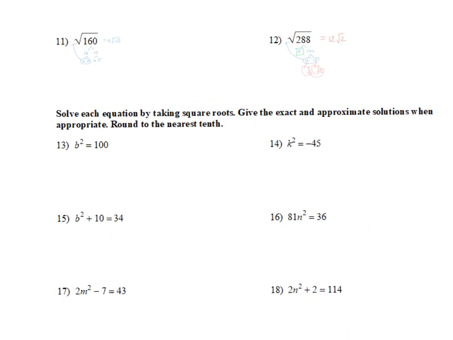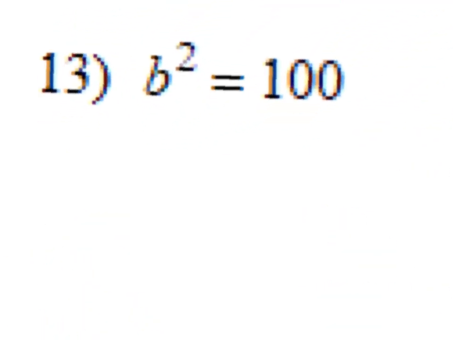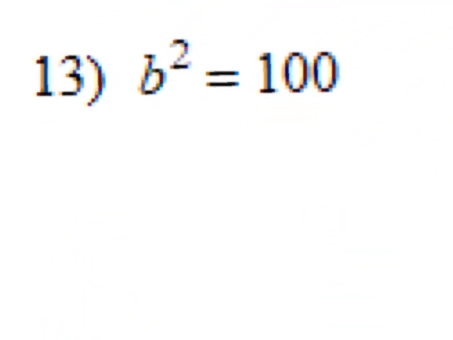All right, solve each equation by taking the square root, give exact and approximate solutions when appropriate, and round to the nearest tenth. Okay, so on this, do exactly what it says. It says take the square root of both sides, so let's go ahead and do that. We're going to square root and square root. So b will equal, remember, plus or minus 10. Remember, you got to have 2 answers, okay? So this guy right here tells you there's 2, you need 2.